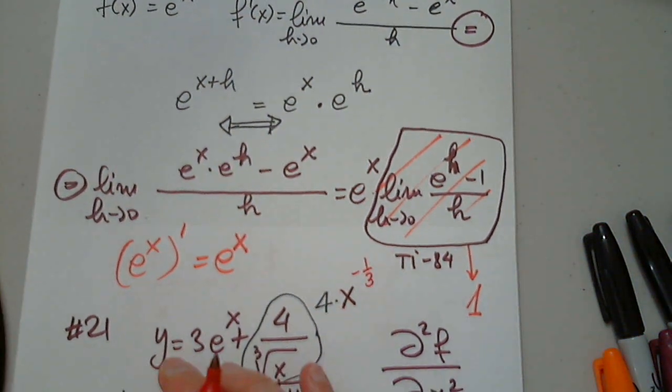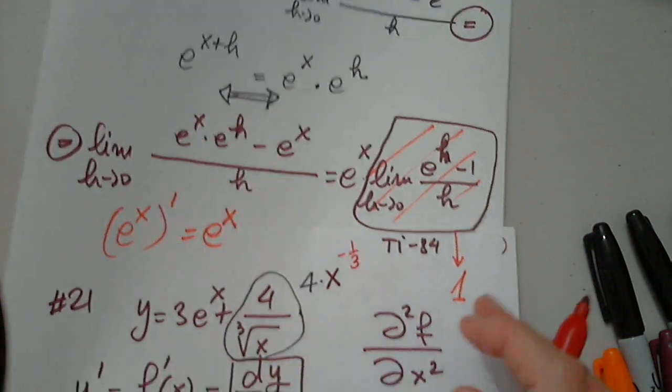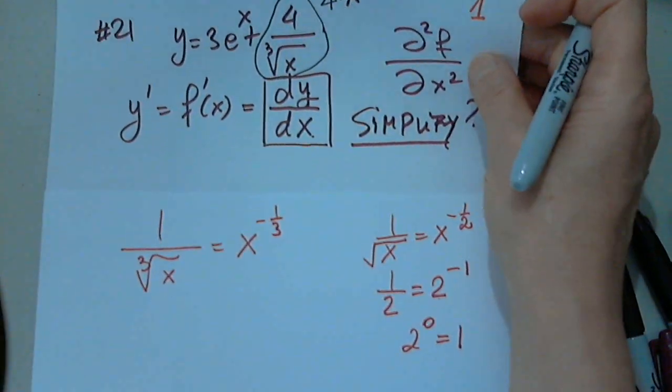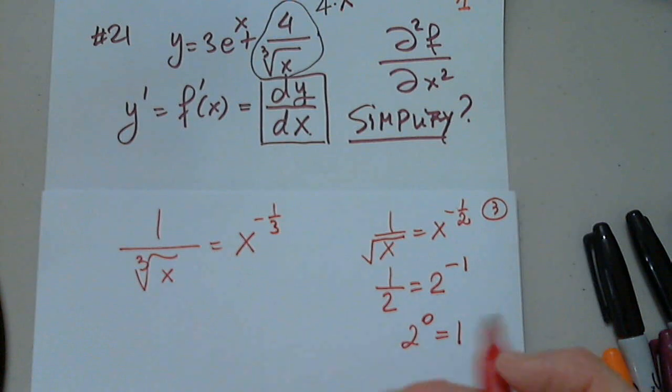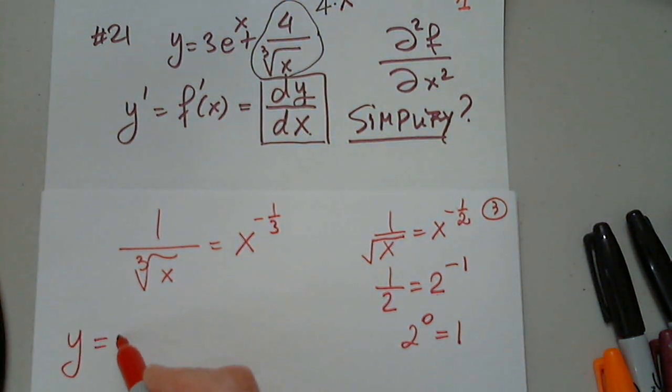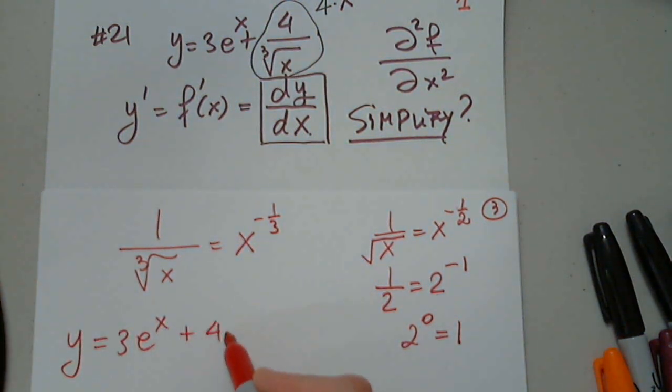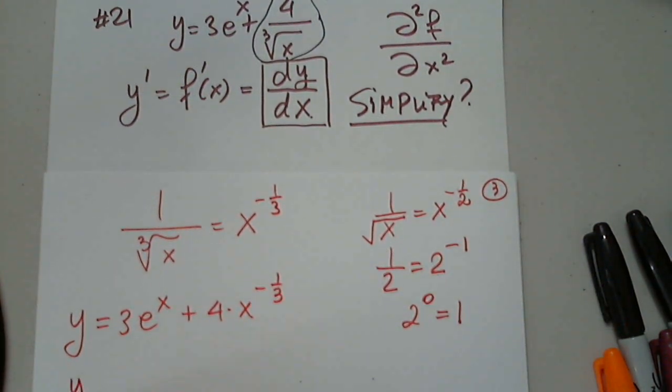So whenever I'm asked to differentiate a function, first I will simplify it to make it easy for me to differentiate. So our new function is this: 3e to the x plus 4 times x to -1/3. And now I can differentiate. I can write y prime. I can write dy over dx. This is called Leibniz notation. Okay? It bears his name. Okay, so then I differentiate 3e to the x. What do I get?